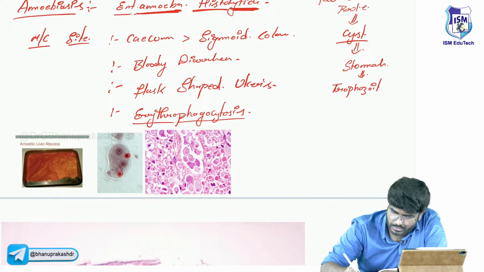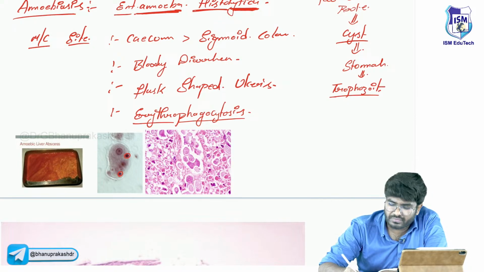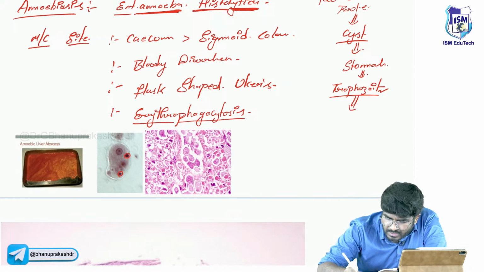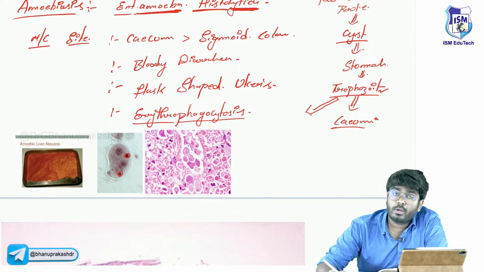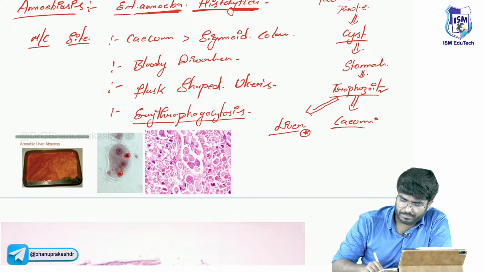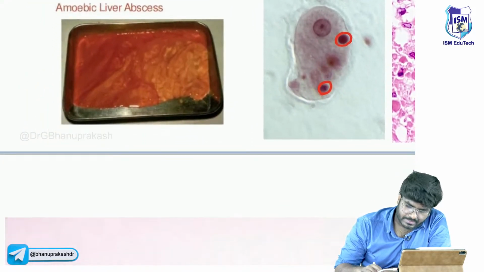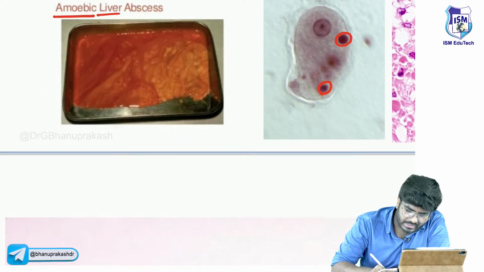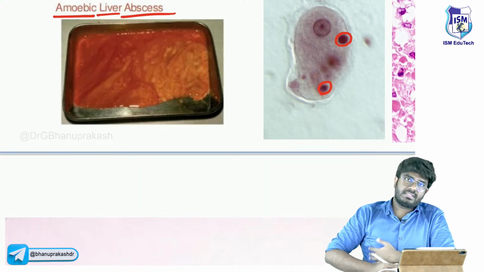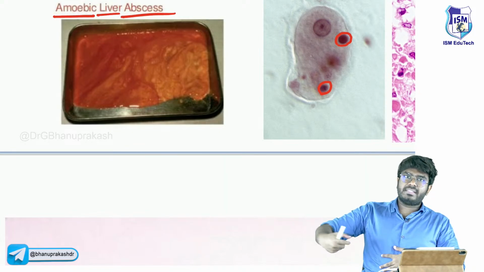The trophozoite is the feeding form. It keeps on eating. Some trophozoites will come to the cecum, the good ones, but some bad trophozoites will go on a tour, a honeymoon tour, to the liver. They will start to infect the liver and cause amoebic liver abscess. Amoeba is causing liver infection.